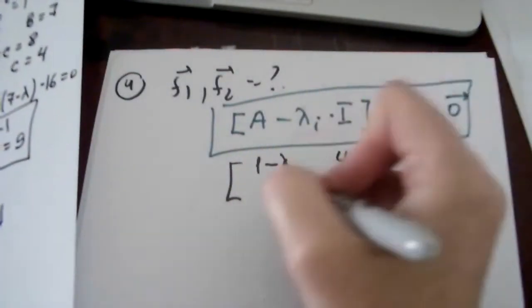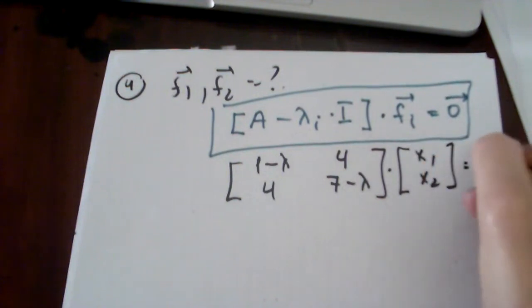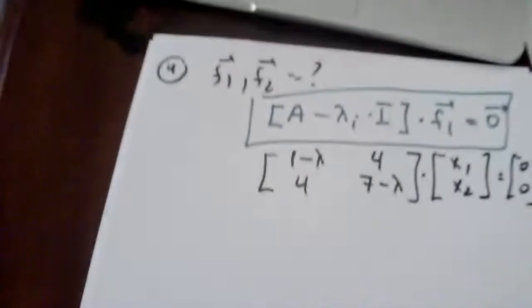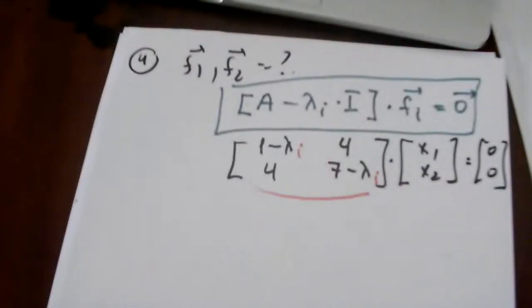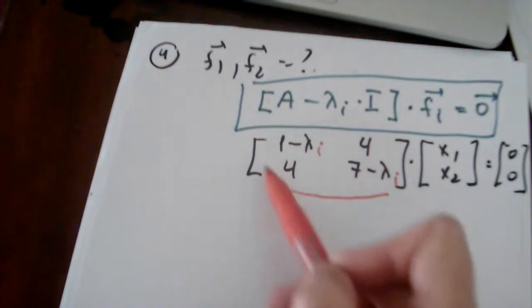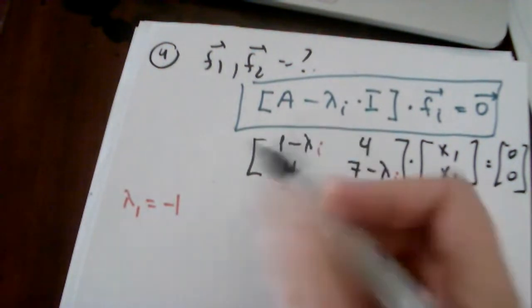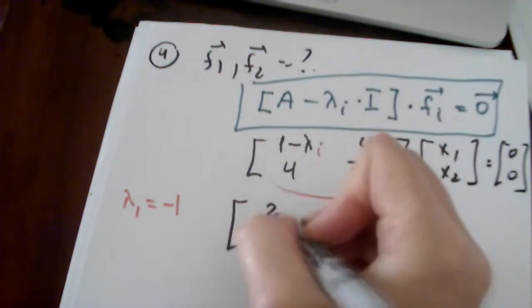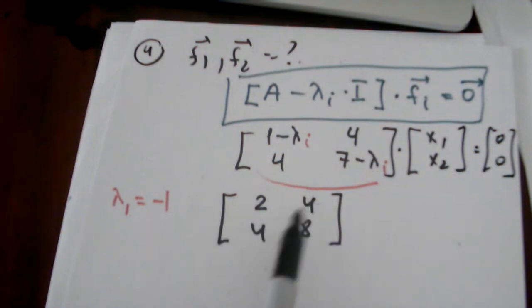So I can just copy this matrix here: 1 minus lambda, 4, 4, 7 minus lambda, multiplied by the coordinates x1, x2, and this is the column of zeros as well. So we just expanded our equation, and now we need to deal with just this matrix. By the way, it's better to substitute here for mathematical rigorousness. Now let's start dealing with this matrix one by one. Our first lambda was minus 1, so we substitute minus 1 instead of lambda here. 1 minus minus 1 will be 2, then 4, 4, 8. If you remember, in the last tutorial I gave you a shortcut for how to find these eigenvectors in the 2 by 2 case very quickly, without Gaussian elimination.